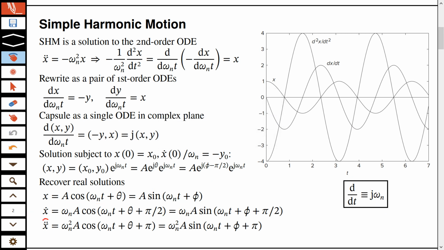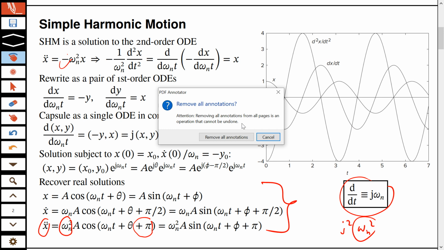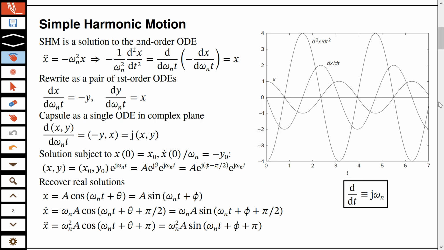You differentiate twice, so you apply this operation twice, which means j will be twice and omega n squared will be twice. Omega n squared, and j squared means that you add that 90 degree twice, so plus pi, and that is why you get this minus sign. Okay, so if you can remember this thing, this will save you a lot of time. You won't have to actually solve equations.